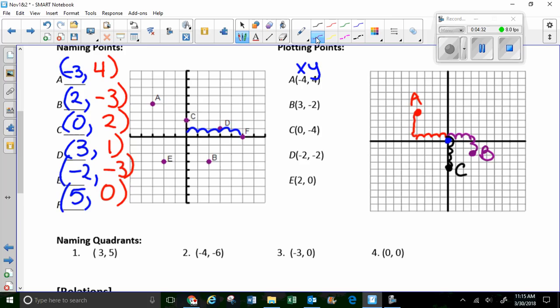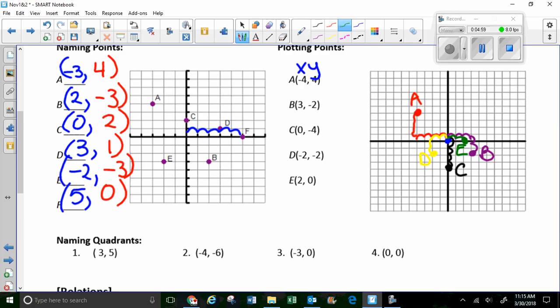For D, I'm going to go to the left 2, 1, 2, and then down 2, 1, 2. So there's point D. And then finally E, I'm going to go to the right 2, but then I don't go up or down at all. So I'm just going to put a point right on the x-axis, and that's point E. So there you go. That's naming and plotting points.